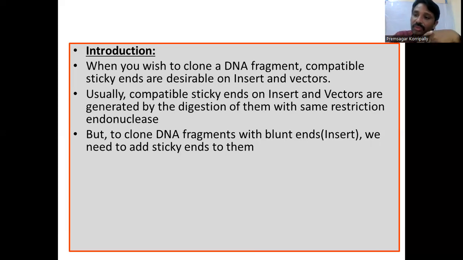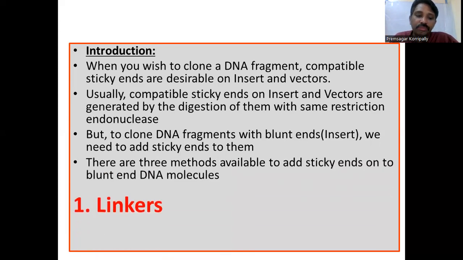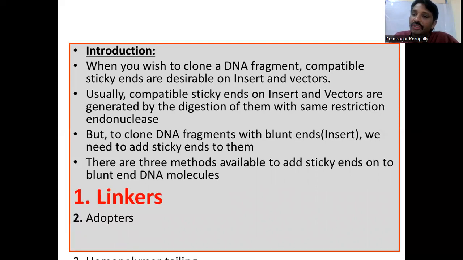If you add sticky ends to them, then they are compatible to clone into any vector. But to add sticky ends to the blunt end DNA molecules or cDNA molecule, there are three methods available. One is linkers, second is adapters, and third is homopolymer tailing. Linkers are chemically synthesized short, double-strand DNA molecules. They can be linked to the blunt end DNA molecules, followed by the digestion with the enzyme, and it will generate the sticky ends.